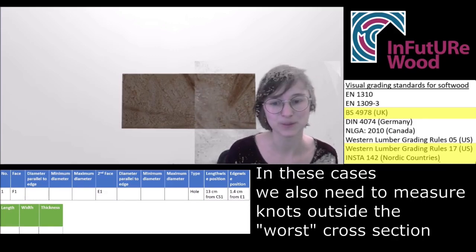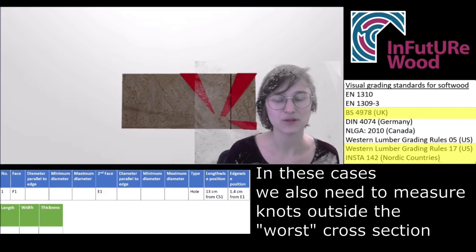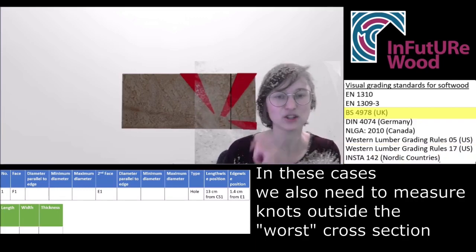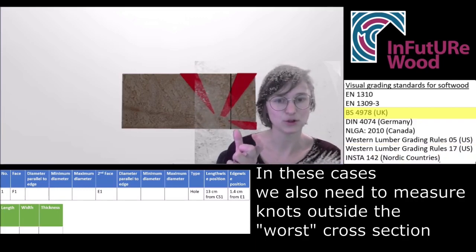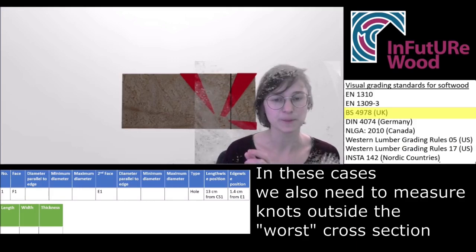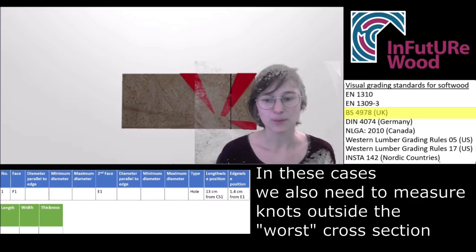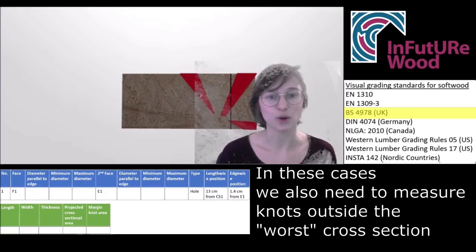That's the good news. So we measure all these knot surfaces, and we also determine how much of the knot surface is in the margin of the piece, which is 1/4 of the width of the piece. So we have the projected cross-sectional area and the margin knot area.